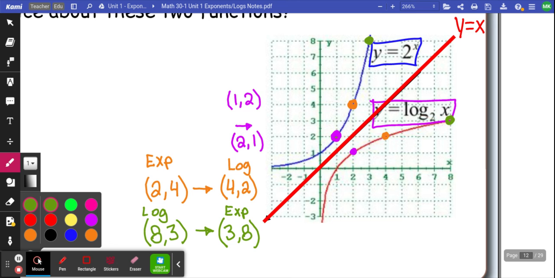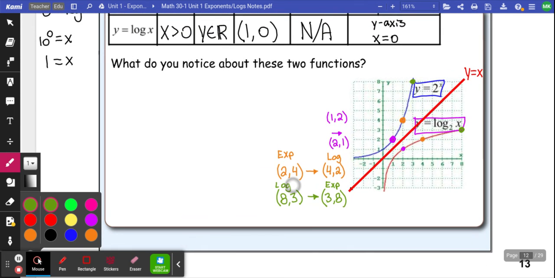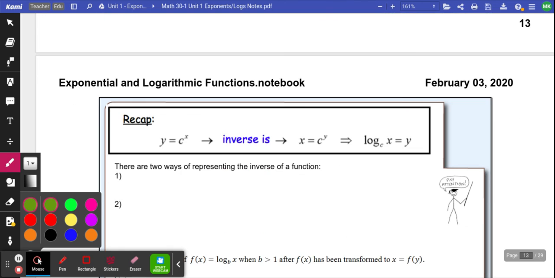They flip back and forth. It'll always fold over that y equals x line. That line's not going to change. Cool. That's log graphs and exponential graphs.